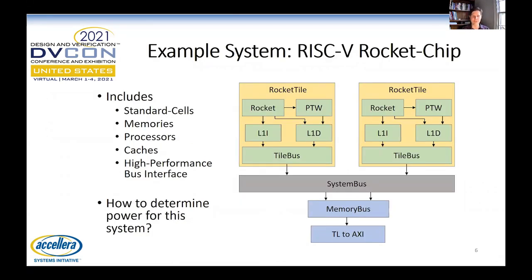First, let me illustrate the core that I'm providing. Let's say that I'm providing a CPU core like the Rocket Tile from UC Berkeley and the Free Chips Foundation. It includes standard cell libraries, standard cells and memories. It has a processor CPU. It has caches and bus interfaces. So this is what I am providing a power model for. So where do I start if I want to know how much power this core uses?